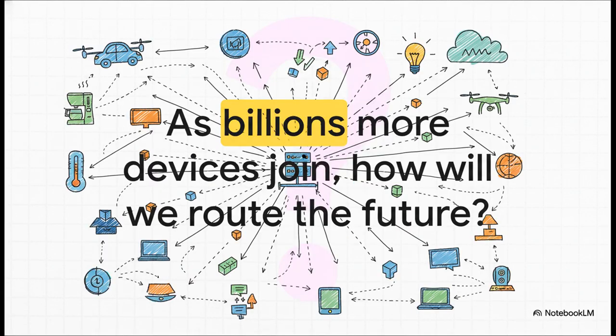So there you have it. From a simple web page request all the way to a global live event, these routing principles, unicast, multicast, and broadcast, are the invisible logic that makes our entire connected world possible. But here's the big question to chew on. As billions, and I mean billions, of new devices join the network, everything from our cars to our coffee makers, how will these rules need to evolve to handle that unimaginable scale? That's the challenge for the next generation of the internet.